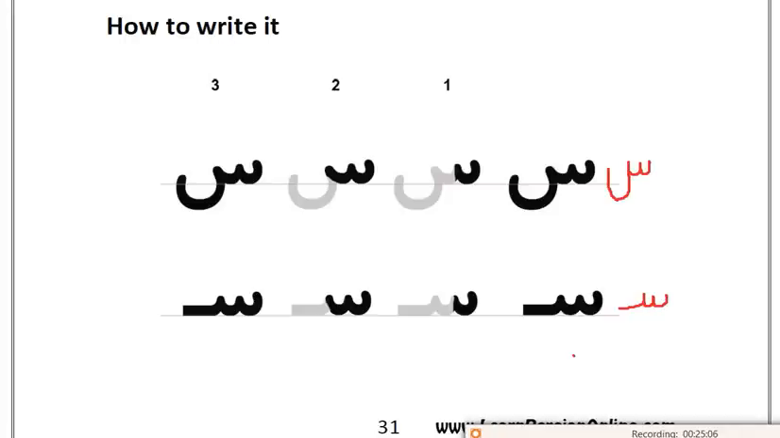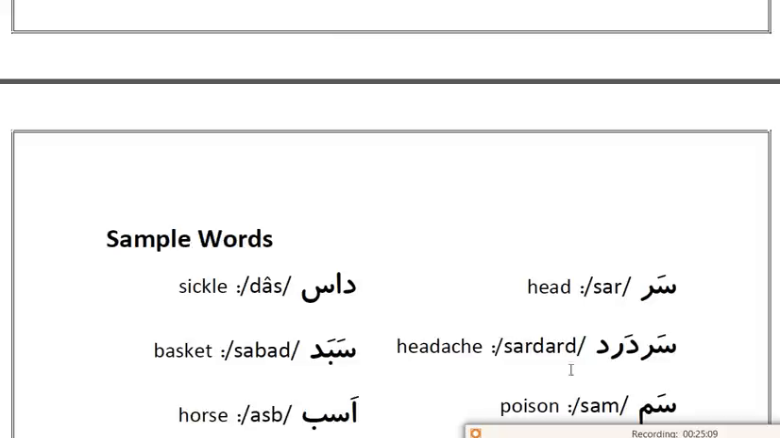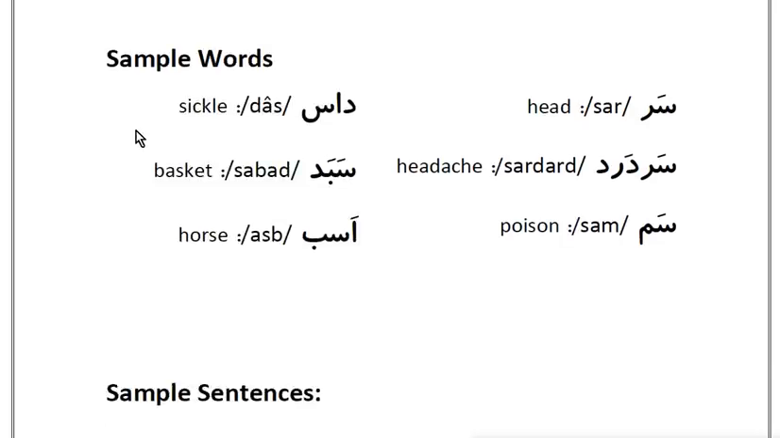All right, so let me just go to the next page. We have some sample words for this. You can stop the video at any time and practice the words yourself. And then you can listen to the way that I read the words. Sar, sar. You see that sin is the first letter and re is the second one. Sar means head. Sardard means headache. Sam, sam means poison.